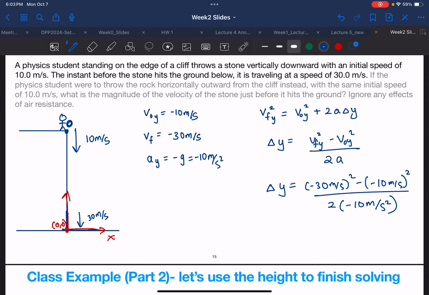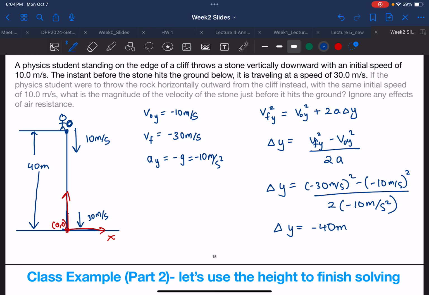Okay, if we plug all this in, let's see what we get. We get basically negative 40 meters. So delta y is negative 40 meters. Okay, so we know how high the cliff is. The cliff is 40 meters tall.